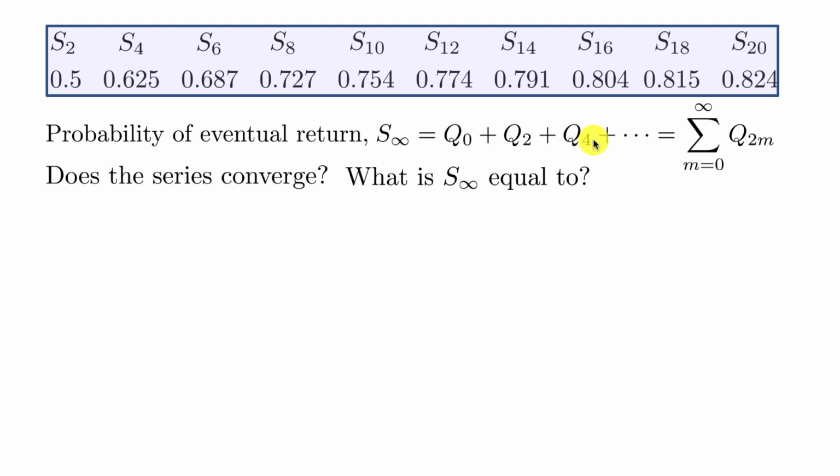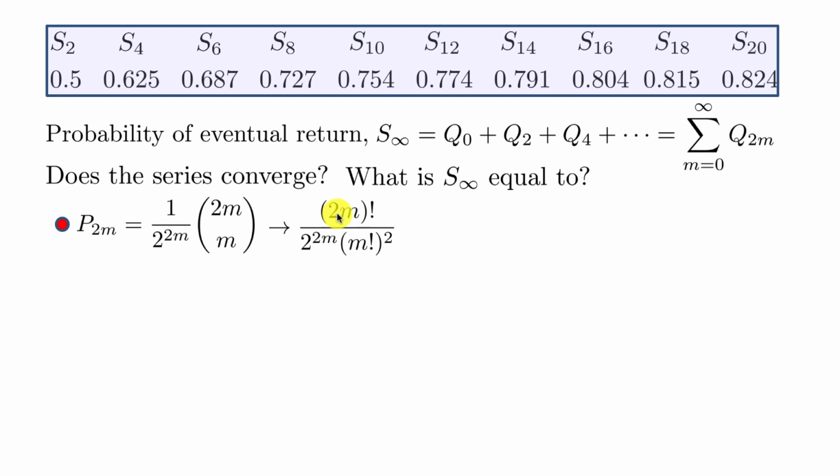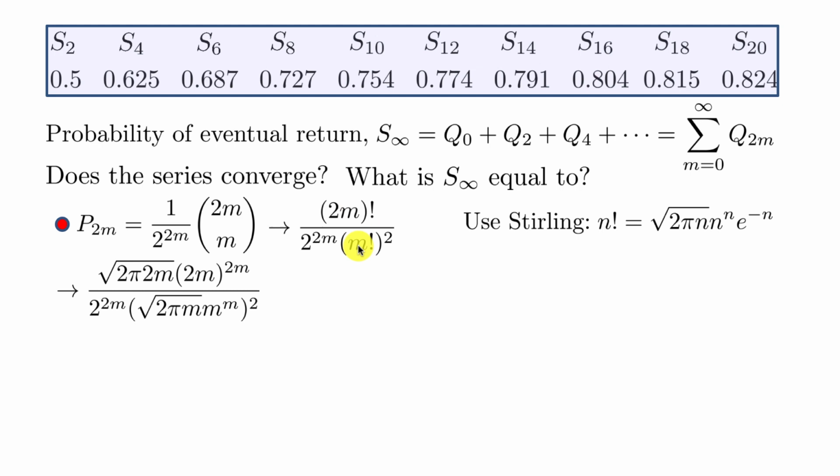So, let's go back to our expression for P2M, which is this, and ask what happens when M becomes bigger and bigger. So, writing this out, this is equal to 2M factorial over this thing over here. Now I will use Stirling's approximation, which says that N factorial is this thing over here, square root of 2 pi n, n to the power n, exponential of minus n. So, now that we have two factorials over here, one over here and one over here, we're going to use Stirling's approximation, and that becomes square root of 2 pi into 2m, and then 2m to the power 2m. The exponential here and the exponentials below cancel exactly. And so this is what we have to simplify.